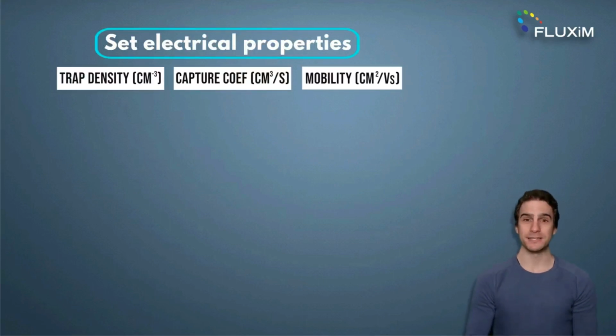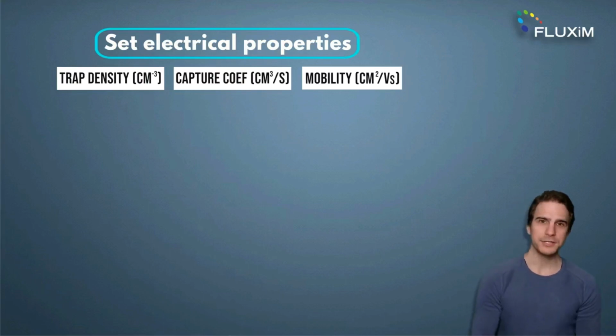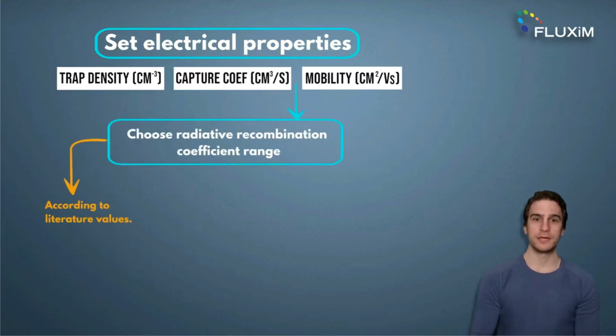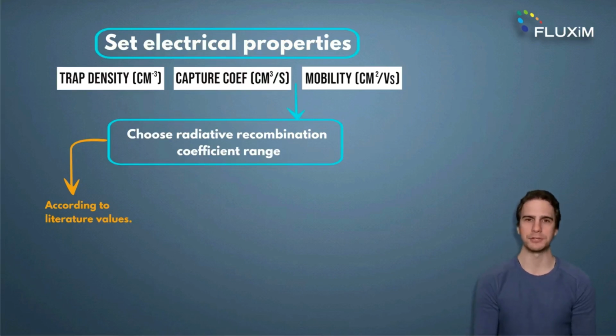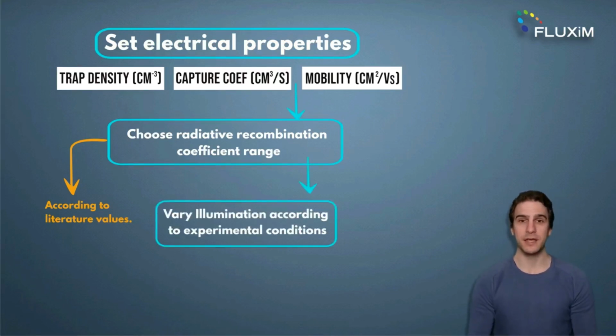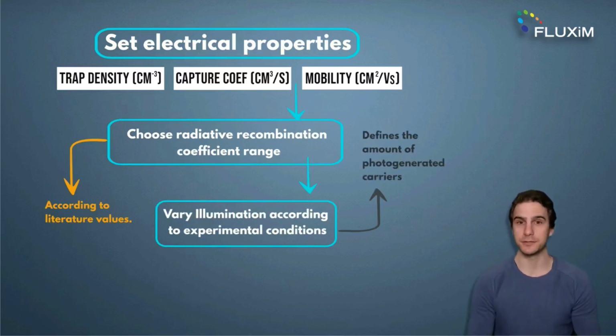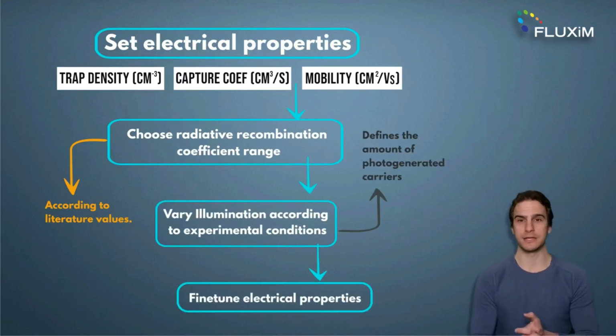It starts by setting the electrical properties of the light-absorbing material. Then, you choose a range of values within literature for the radiative recombination coefficient. It is difficult to precisely quantify it, so you should test the simulation with multiple radiative recombination coefficients. At this point, you should sweep the illumination intensity. The goal here is to find the intensity that reflects the experimental conditions and gives you a good fit for the initial curvature of the decay. Eventually, you can fine-tune the electrical properties set at the beginning to fit the long tail of the decay.